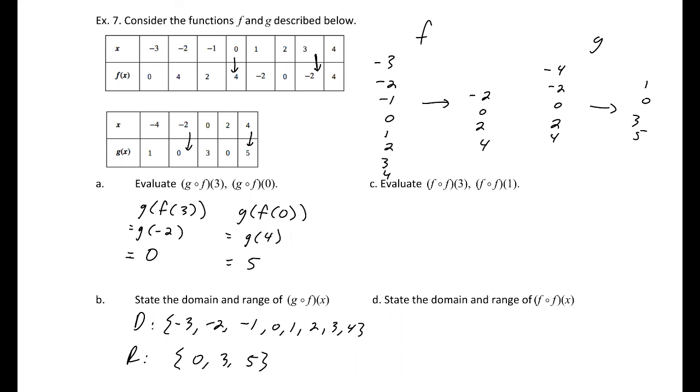Next, let's find f of f of 3. Well, f of 3 is going to -2, and then f of -2, we're just using that same chart again, that goes to 4.